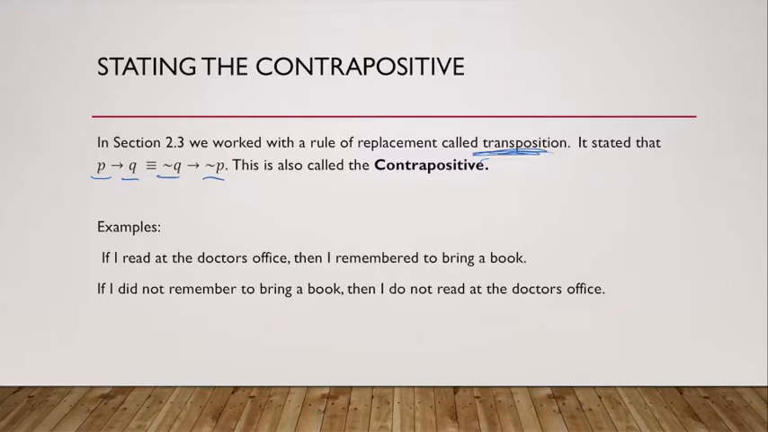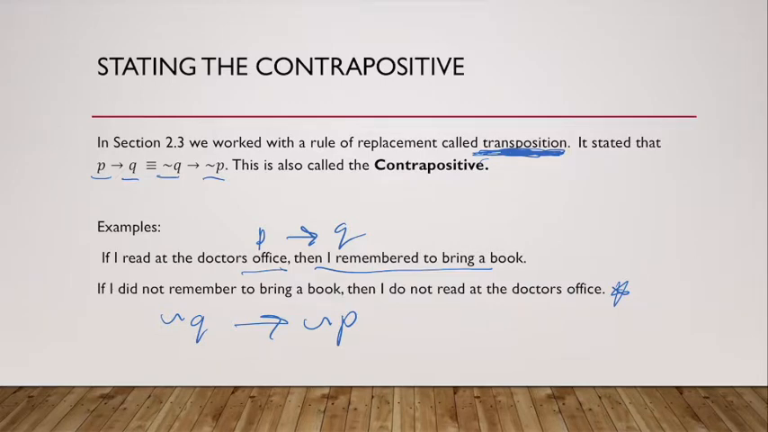So, for example, if I read at the doctor's office, then I remembered to bring a book. This is P implies Q. If I do not remember to bring a book, then I do not read. This is the example of the contrapositive, or what we called before in chapter 2, the transposition.